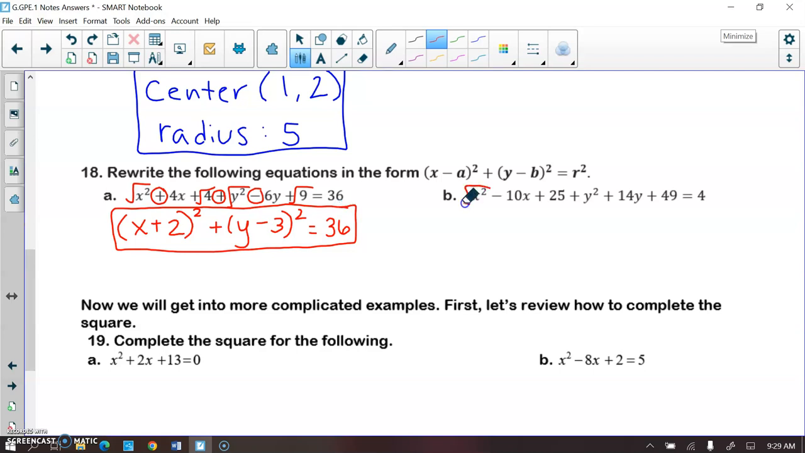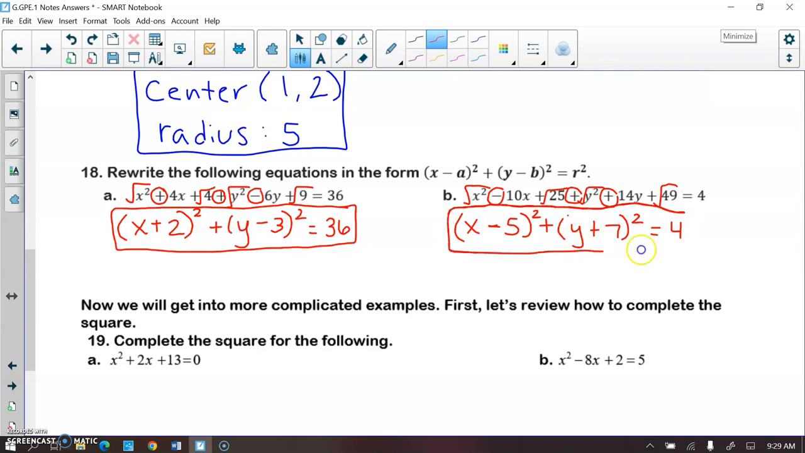Next one: square root of my first term, square root of my last term, operation in between my first and second term, square it, bring down this plus sign. Square root of my first term, square root of my last term, operation between my first and second term, square it, and then drop down the equals 4. This is my circle's equation.